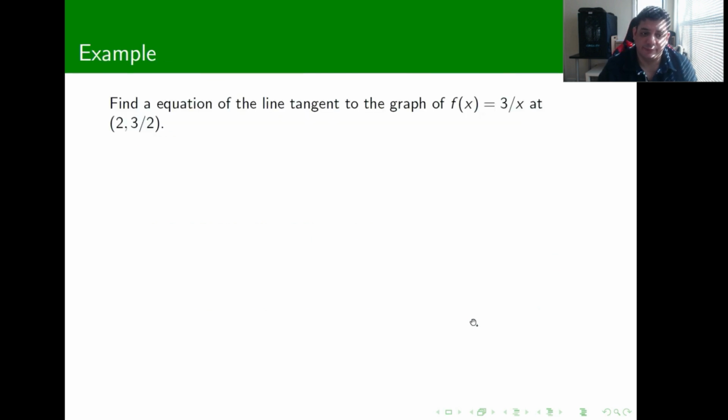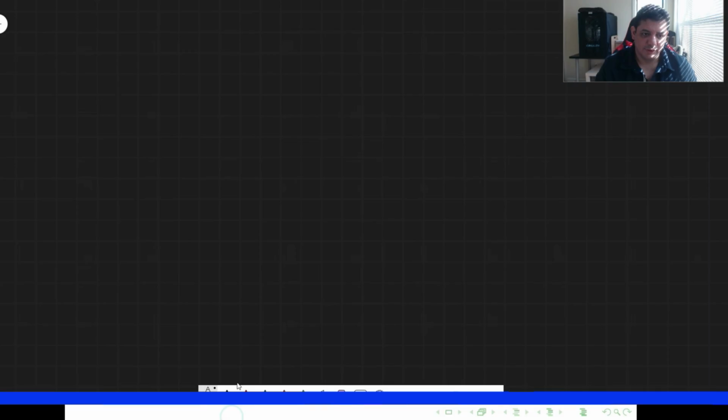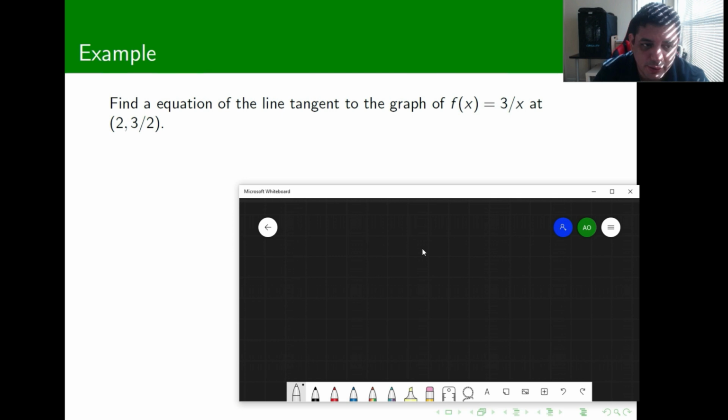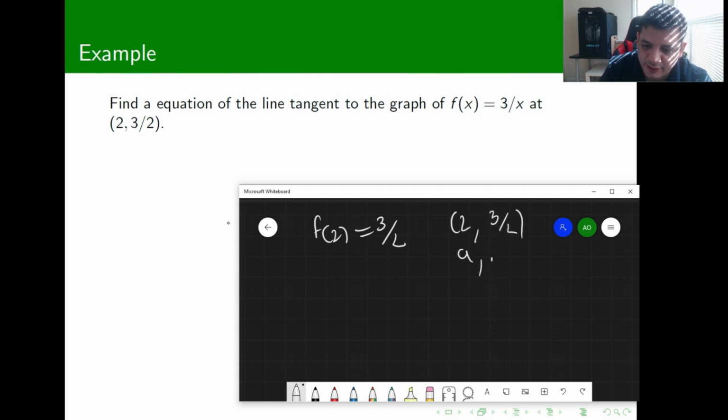So just to do an example of this, let's find the equation of the tangent line to the graph of f of x equals 3 over x at the point 2, 3/2. Okay? And so let's do this on the board. So notice that if I plug in f of 2, notice what happens. This is 3/2, and that's why we have the point 2, 3/2, and this is f of a.